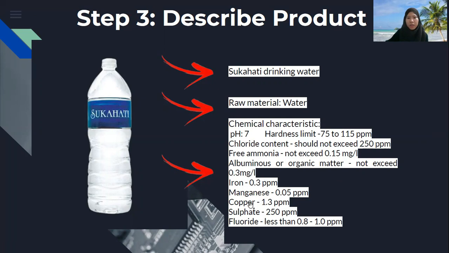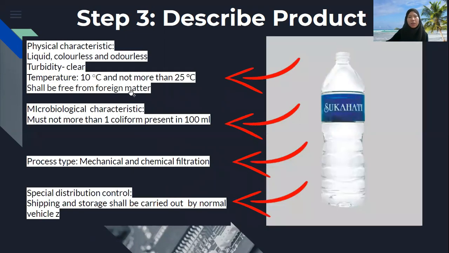And also the iron, manganese, copper sulfate, and fluoride. These are the required ppm that need to be present in the drinking water. Next, we go to the physical characteristic, which is liquid, colorless, and odorless, one of the characteristics of drinking water. The turbidity must be clear, and the temperature from 10 degrees Celsius and not more than 25 degrees Celsius. If it's being produced, it must be free from foreign matter.